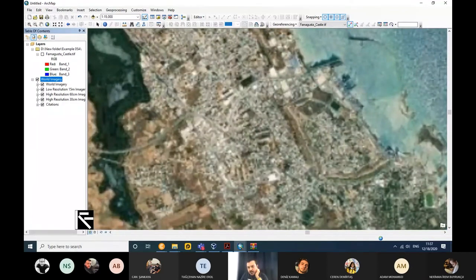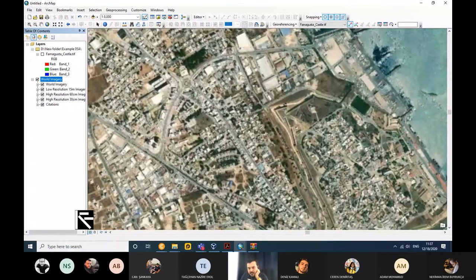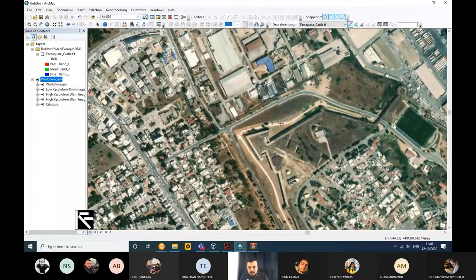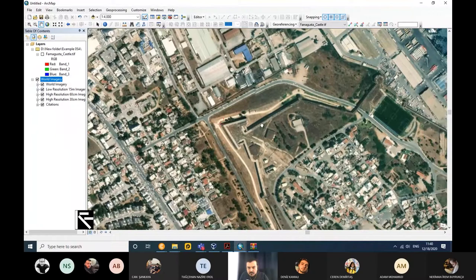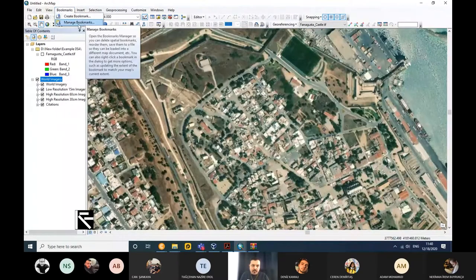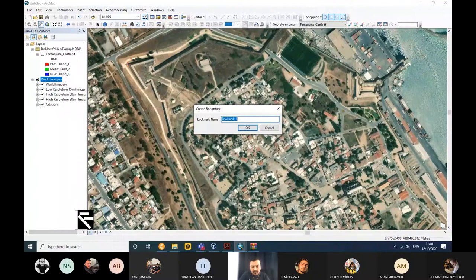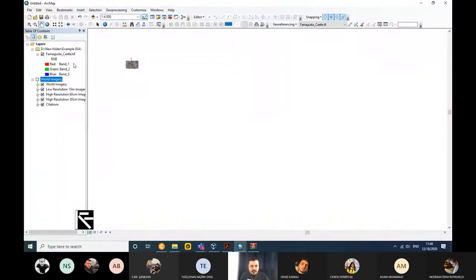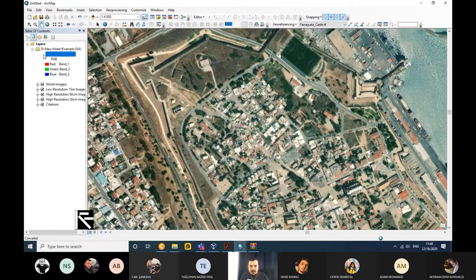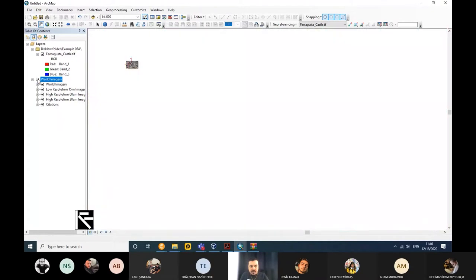Again, have patience until everything is loaded. The quality is fine now. Yes, it seems that I can put it. Let's move this one a bit to here. And I will bookmark my project, the area that I'm working on. I want to do it quickly, actually. Again, I will switch off this one and open this one. As you can see now, my map is coming here, from the null island.